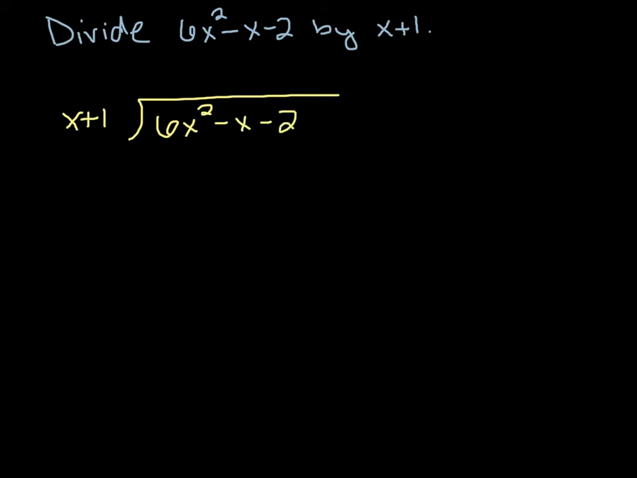Okay. x times what is 6x squared? So x times what is 6x squared? We need that 6, and we need another x, so it's just 6x. So 6x times x is 6x squared. 6x times 1 is positive 6x. I'm going to subtract this from the whole term.